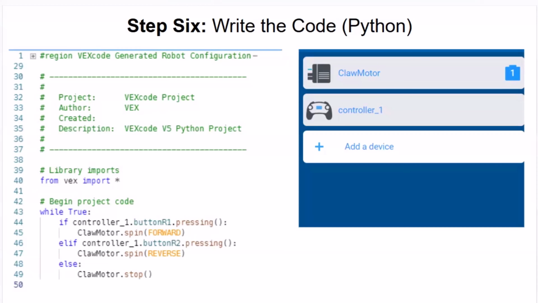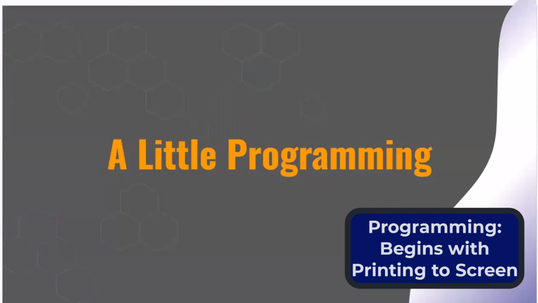Me personally, I think the value of coding is that we can understand a sequence and we can understand that we are communicating with the robot, right? We are telling the robot what physical components need to move and in what order they need to move. Let's take a look at a little bit of programming.